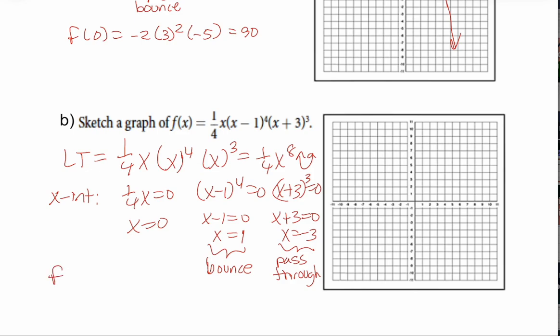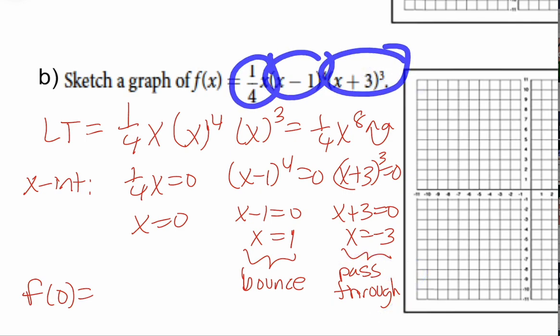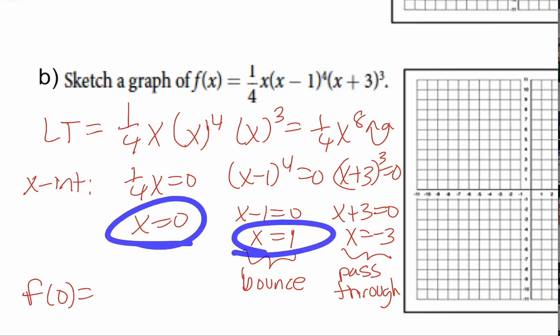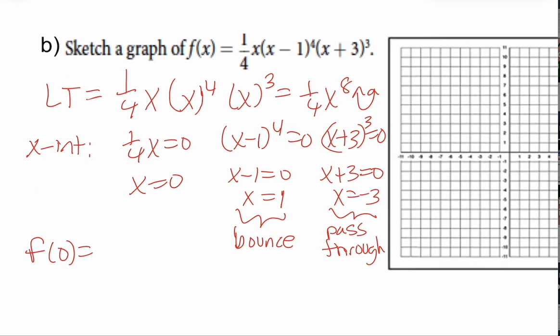Only other thing we need is our y-intercept. Okay, so as you can tell, even power, odd power, pass through. We have 3 different types of factors. We have 3 different x-intercepts. Now, last thing to do is plug in 0.